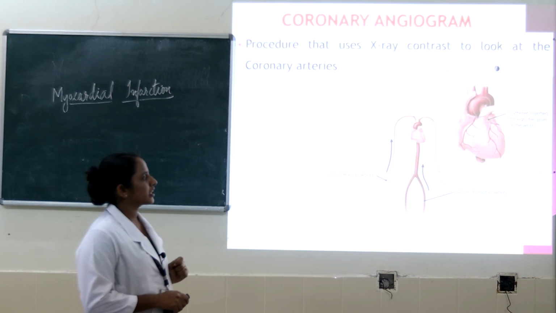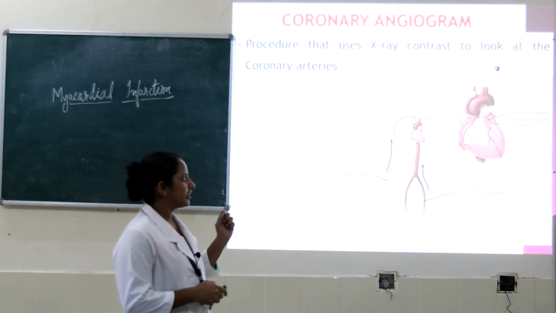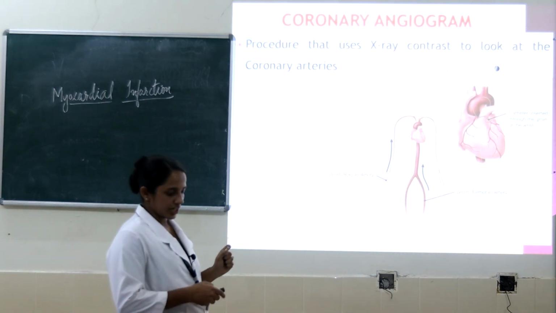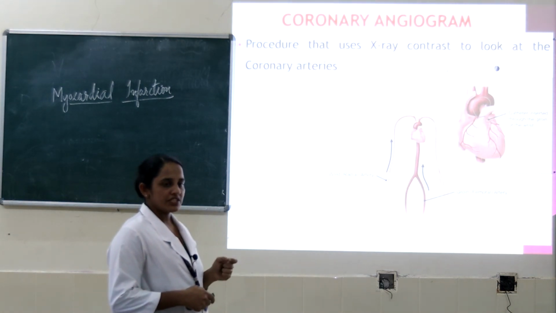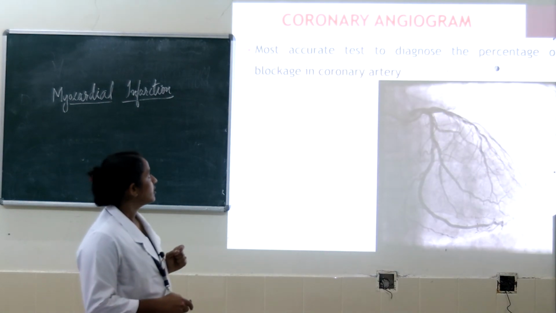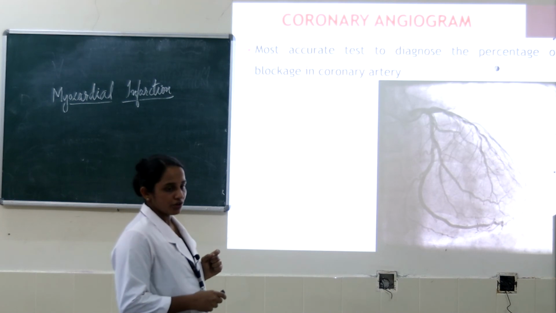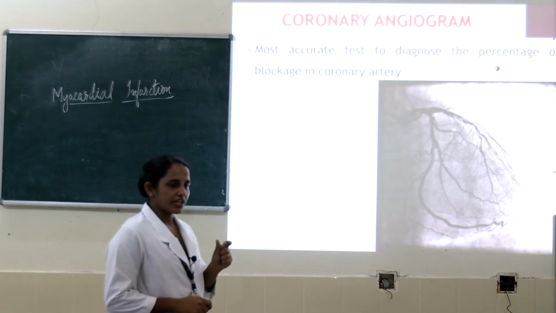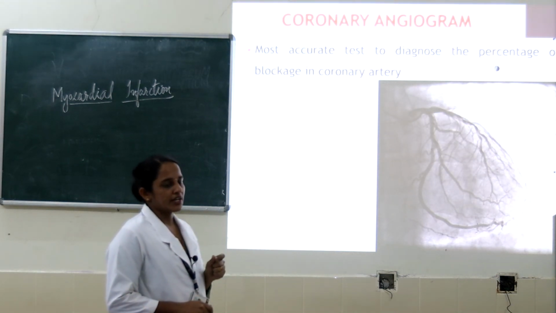Here we can see the catheter entering into the coronary artery. When it reaches the coronary arteries, we inject dye into the coronary artery and take X-rays. Through the X-rays we can identify which artery is affected, blocked or diseased. It is the most accurate test to diagnose the percentage of block in the coronary artery. We can identify how much of the coronary artery is blocked and how much restriction or ischemia is occurring to that particular cardiac tissue.